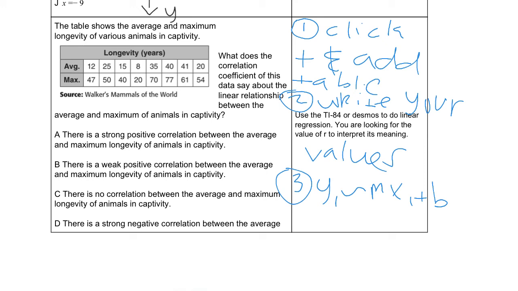And then you're going to look for R. R equals what? That's what we're looking for, right? We're looking for the correlation coefficient. So go ahead and do that. Click on the plus sign, add table. You're going to write down all of these values. The top one, the average, is your X. The bottom one, the max, is your Y. So go ahead and do that and then type in this equation and we'll come back and see if we got the same thing.